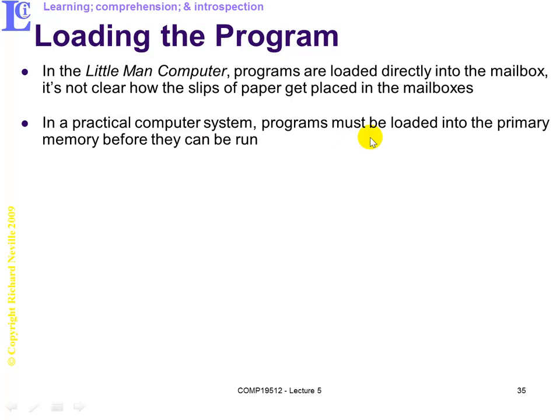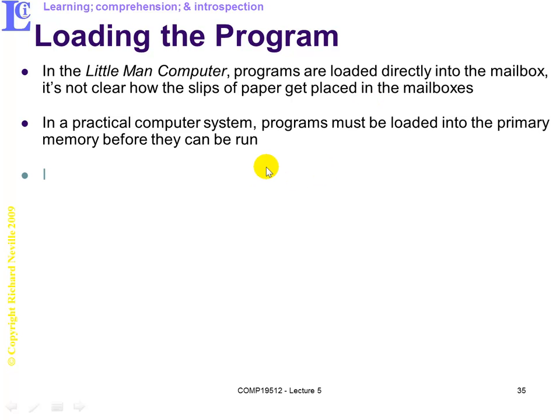So practically, how is this done? Well, it's done by loading into the primary memory in a physical computer from maybe a secondary memory, from a back-end memory. And then we can run the program from a particular memory address. In the little man computer, we run it from 0.